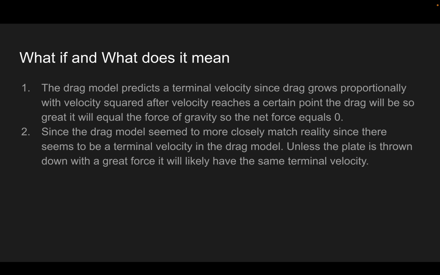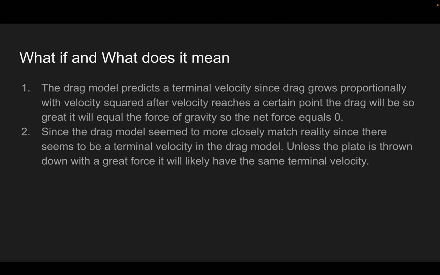The drag model predicts a terminal velocity since drag grows proportionally with velocity. The gravity model just has the velocity increase more and more as it goes down. That's because, at a certain point, as the velocity increases, the force of drag will equal out with the force of gravity, so the net force equals 0. So the velocity does not increase anymore. That's the reason why you see that.